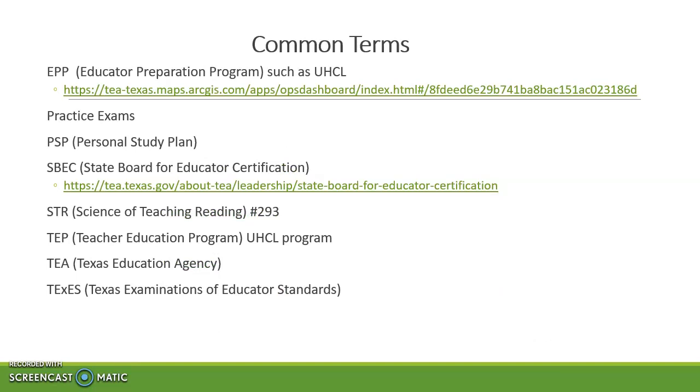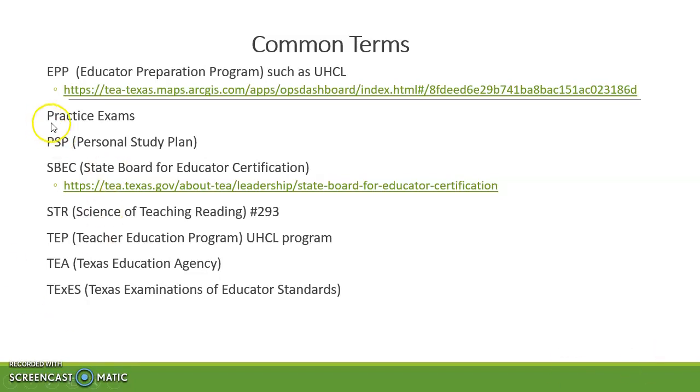On this slide, you will see some common terms. The first one is the EPP, the Educator Preparation Program, which is one that we have here in the University of Houston Clear Lake. That is how we are granted permission to have students like yourself, give them permission to go through our program and get certified under our supervision in the state of Texas.